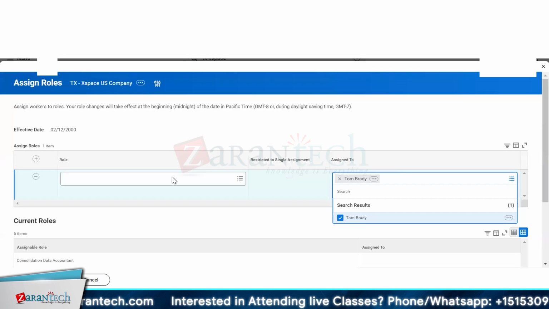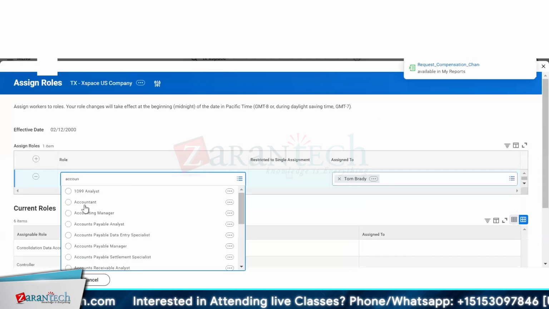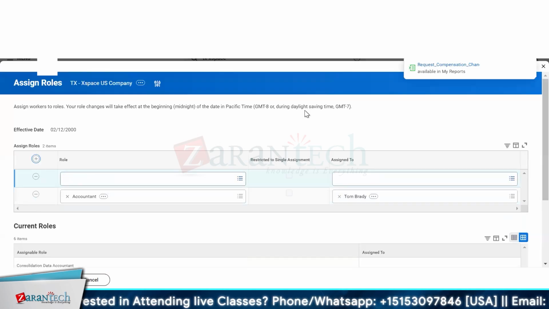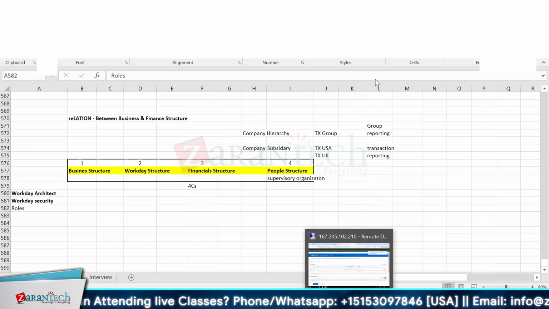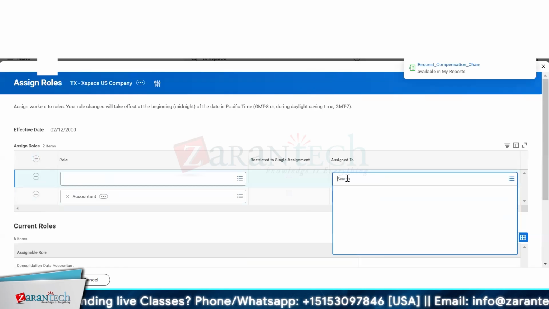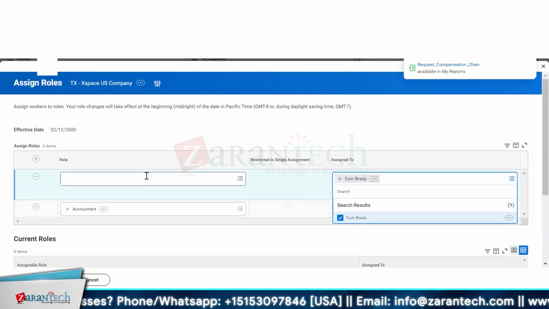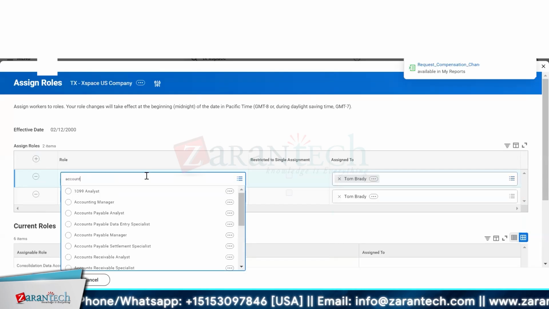Can you type there? Maybe if you can find out accountant, account manager, Teresa name, just if you don't mind. Can you try to find out? Teresa, see, Teresa doesn't have it. I need to assign to Tom Brady. Well, I find out with Logan McNeil.